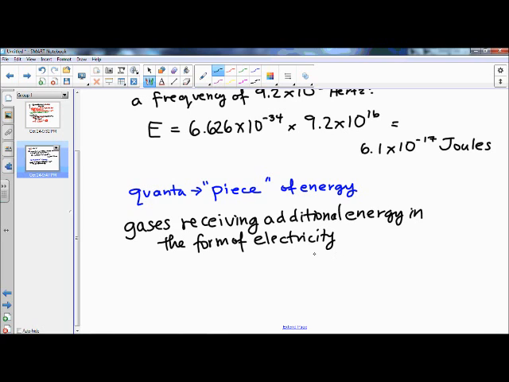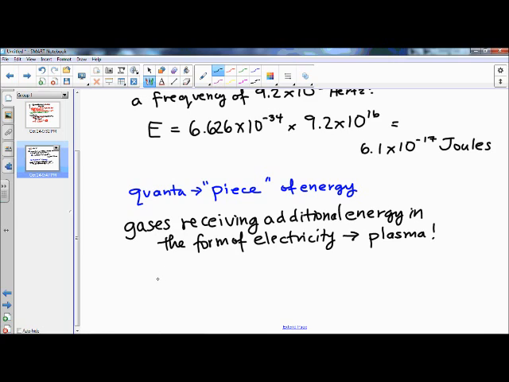Now, we're going to be looking at some gases receiving additional energy in the form of electricity. And you're actually going to watch this for yourself when you do your lab. Okay? So when gases get additional energy, they're going to go to the next higher state of matter, which is called plasma.